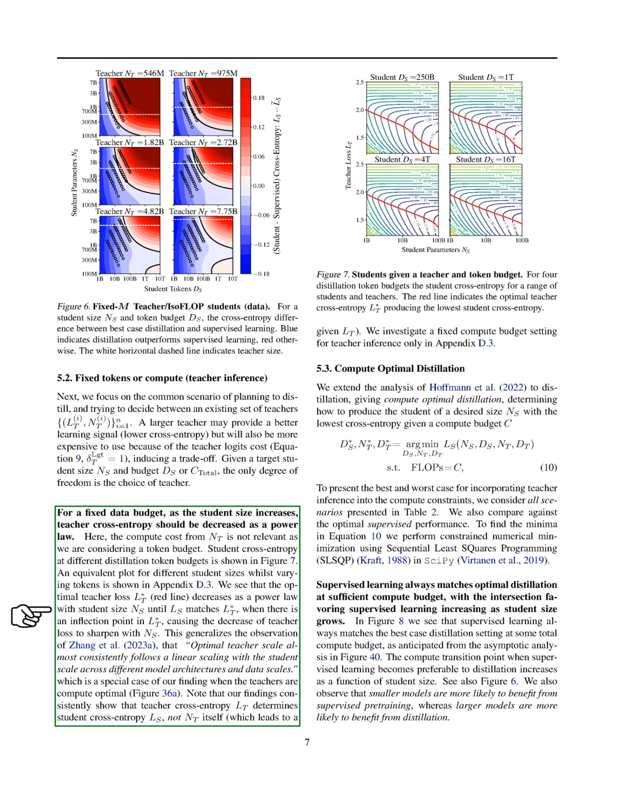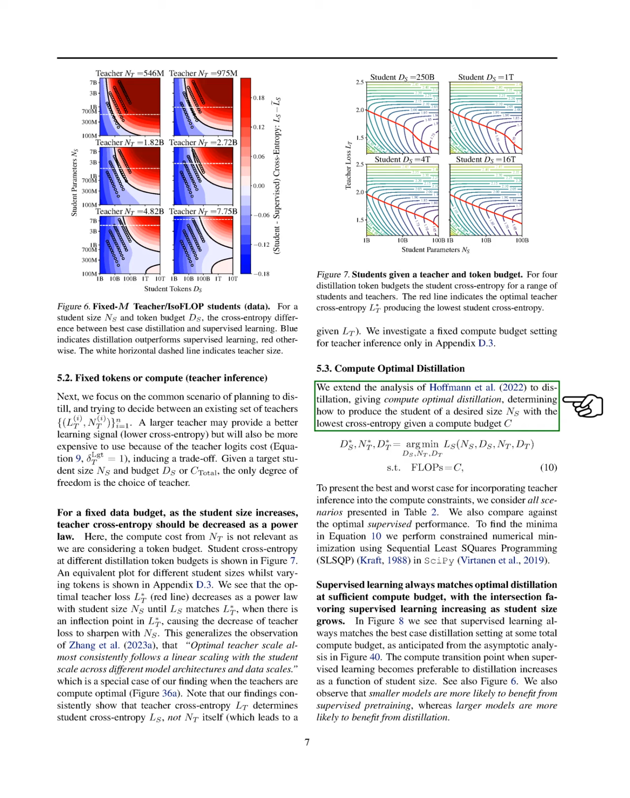Section: Compute Optimal Distillation. In this section, we extend the analysis of previous work to focus on distillation. Our goal is to determine how to create a student model of a specific size with the lowest possible cross-entropy while adhering to a compute budget. We examine various scenarios to understand the best and worst cases for incorporating teacher inference within these compute constraints, comparing our findings to optimal supervised performance.